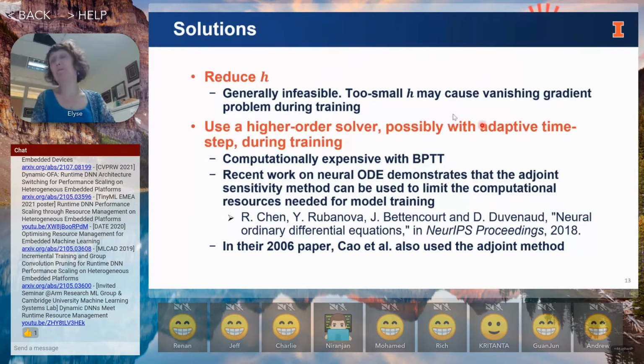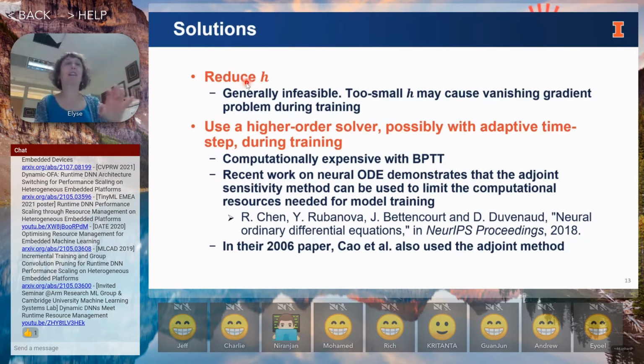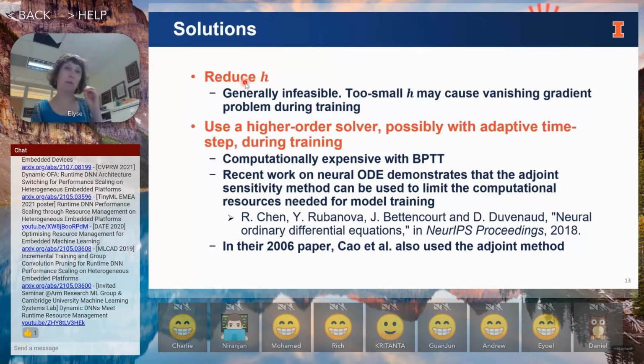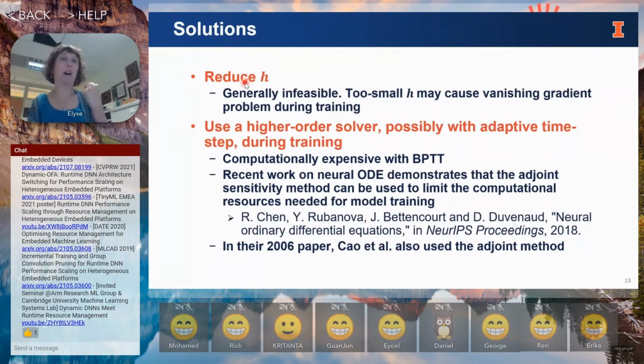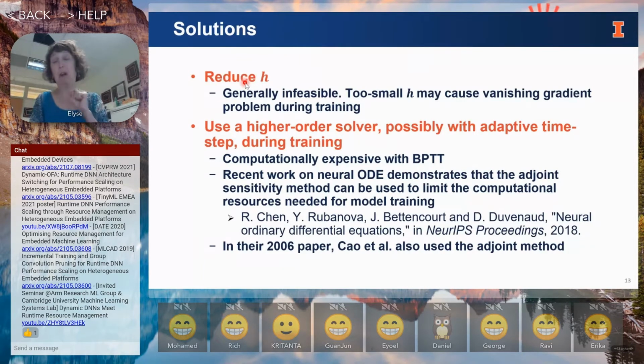Well, it might seem logical to simply use a training data set that has a smaller time step, so reduce the value of H. That's generally not feasible, because if you make H very small, you will probably run into vanishing gradient problems during training. Another solution is to use a higher order ODE solver during training, so as to better learn the dynamics of your system. And that, in fact, probably is the right solution.